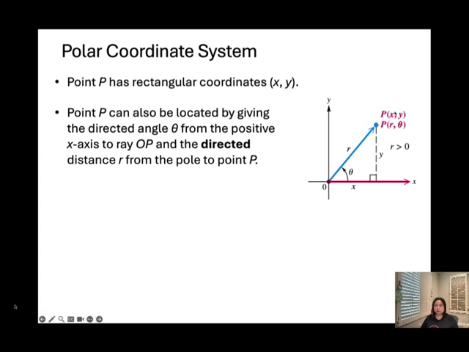In the polar coordinate system, point P can be located by the given direction angle. This theta, we're going to start from the positive x-axis until the line OP here. We call this theta. And also, we have a direct distance r from O to the point P. And when we write the polar coordinate, we put r, this distance, and then theta. That will be the polar coordinate.